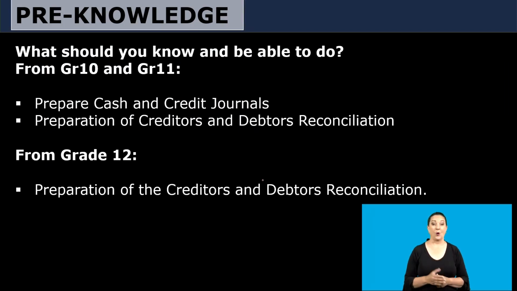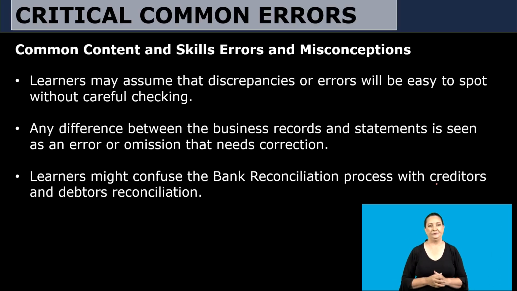Here is some pre-knowledge. In grade 10 and 11, you prepared your cash and credit journals. You also prepared your creditors and debtors reconciliation. In grade 12, we're going to look further into the creditors and the debtors reconciliation. Here are some critical common errors. Dear learners, we will go for an ad break and I'll see you shortly.